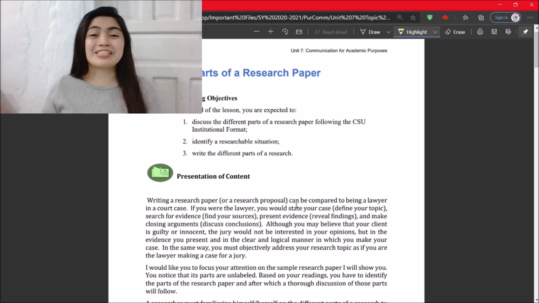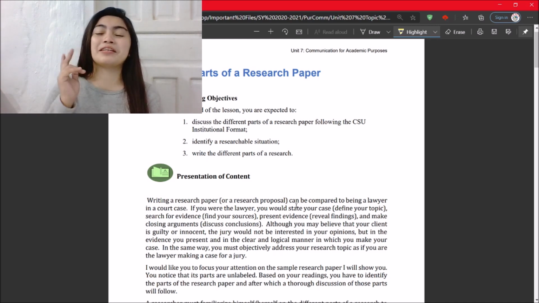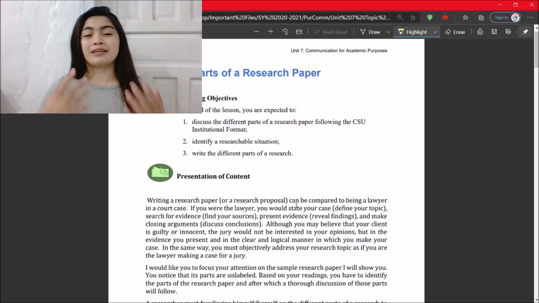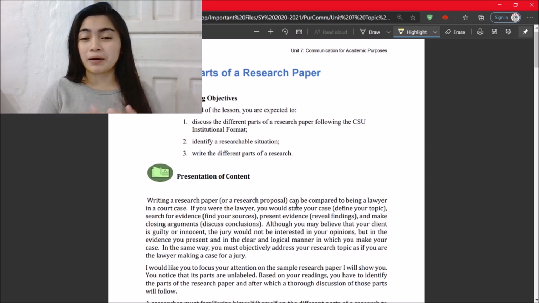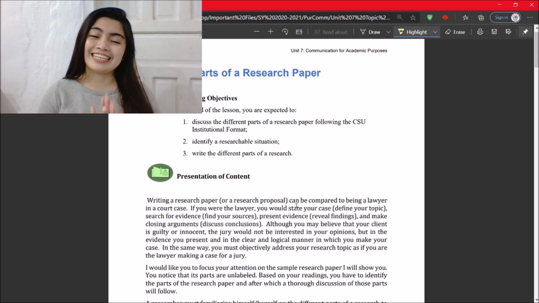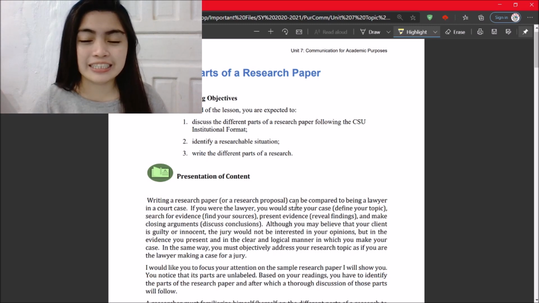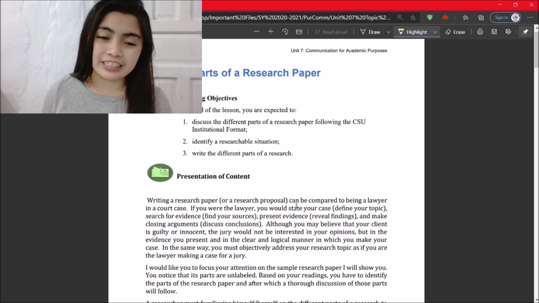So, yun. Proceed na tayo dito. So, this is topic 3, parts of a research paper. At the end of this lesson, you're expected to discuss the different parts of a research paper following the CSU institutional format and identify a researchable situation and write the different parts of a research.